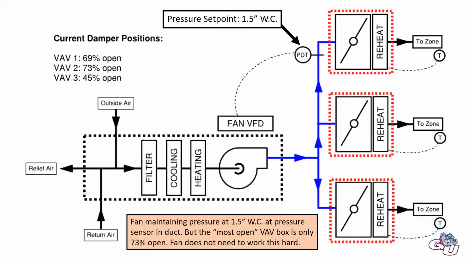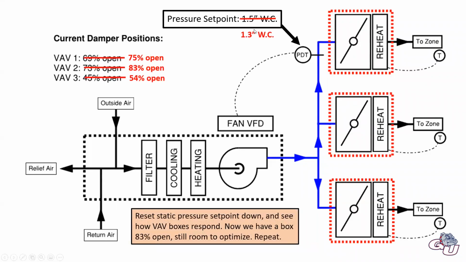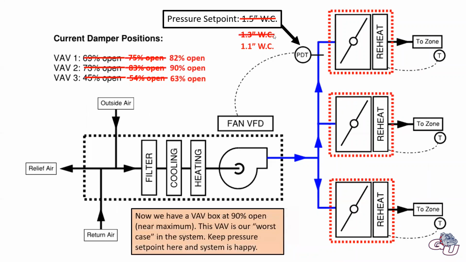To visualize this, we have our fan VFD controlled off of our pressure differential transmitter, and that's set for 1.5 inches. All of our boxes are moderately open, so we decrease the set point, see how they open, still room to optimize, decrease it again, they open more, and that's a pressure reset strategy.